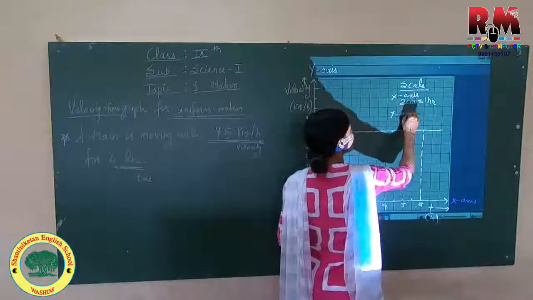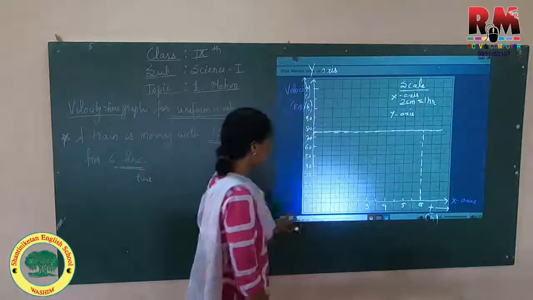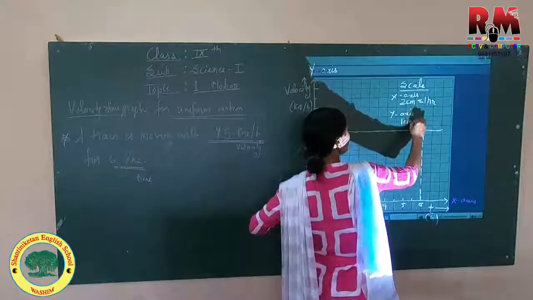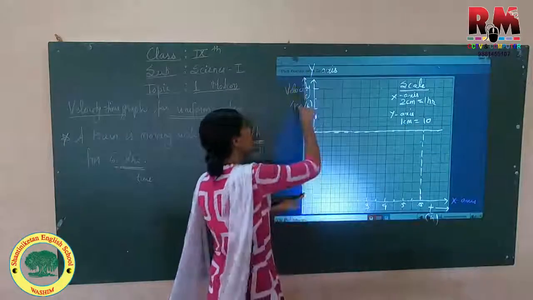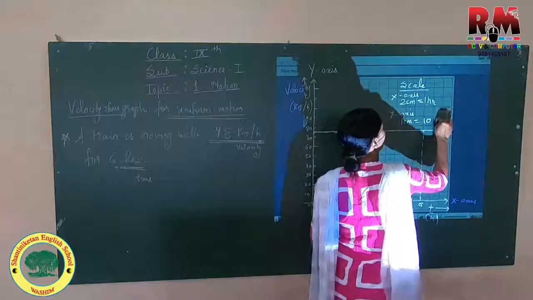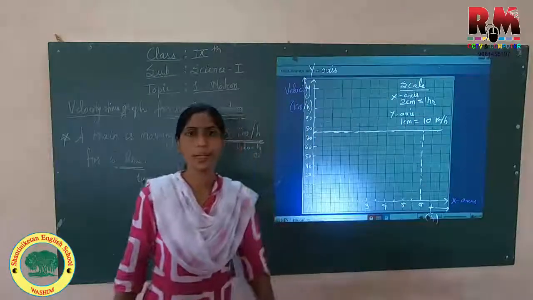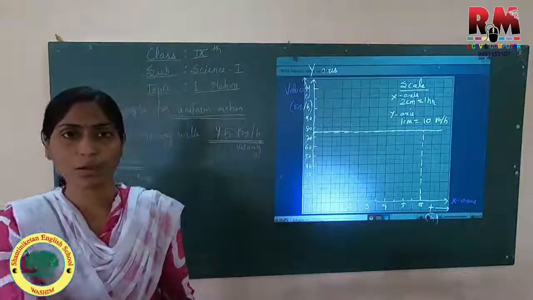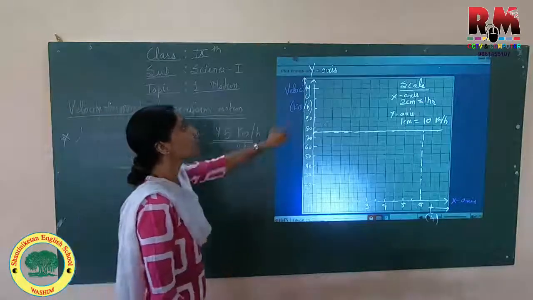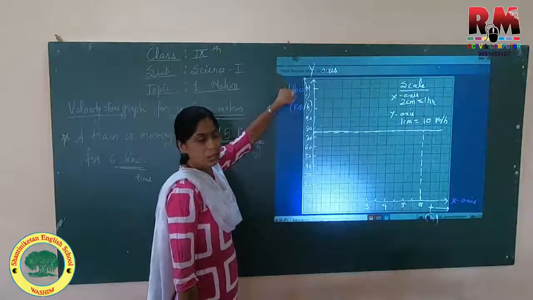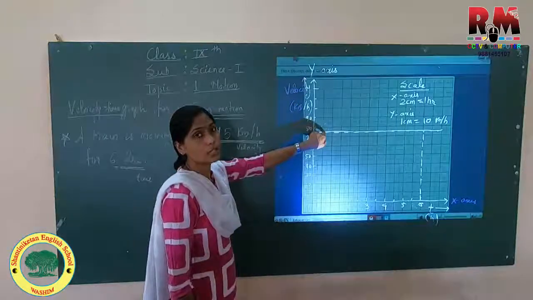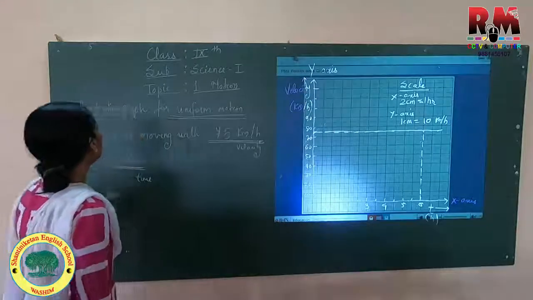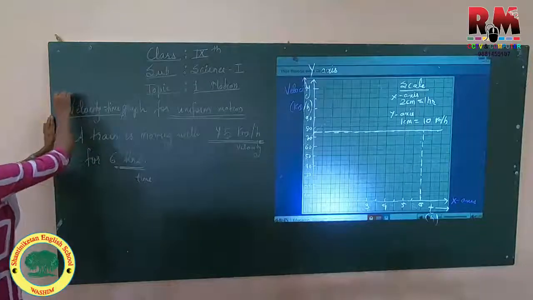Now let us see the y-axis. We have taken 1 centimeter equal to 10 kilometer per hour. So this is the graph for uniform motion, or I can say graph for uniform velocity. Here velocity is constant or uniform; you can call it constant also. This is the graph for velocity time.